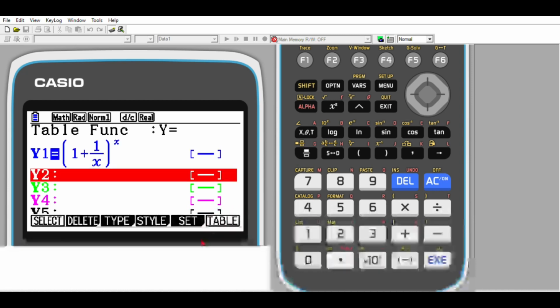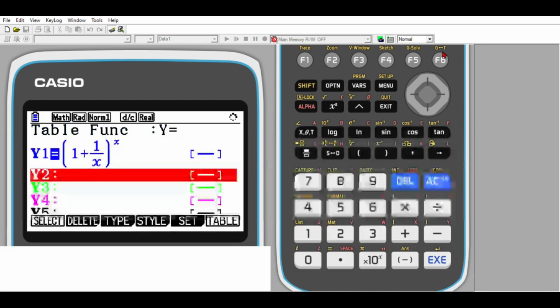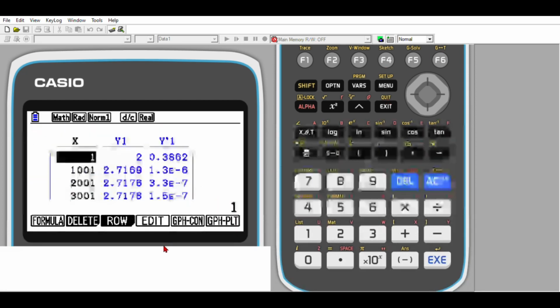If we go to set, before going to table, remember we want to give very big values of x to see how it is behaving. So we're going to go to set, F5. We're going to give it start at 1, and end at 100,000, okay? I'm just writing a big number in order to be able to see what's happening, okay? And the step, you could give it 1,000, for example, okay? So if we go back, after setting this, we're going to click on table, which is F6, and you'll see what happens. So for x equals 1, the value of the function is 2.